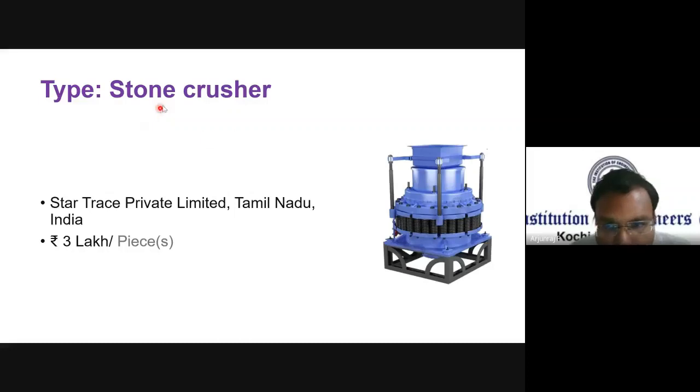So the first one is a stone crusher. This is how it looks. It is used for crushing the stones, and the cost of this comes close to 3 lakhs per component. And the manufacturer is a company called Star Trace Private Limited, Tamil Nadu. They manufacture this stone crusher.